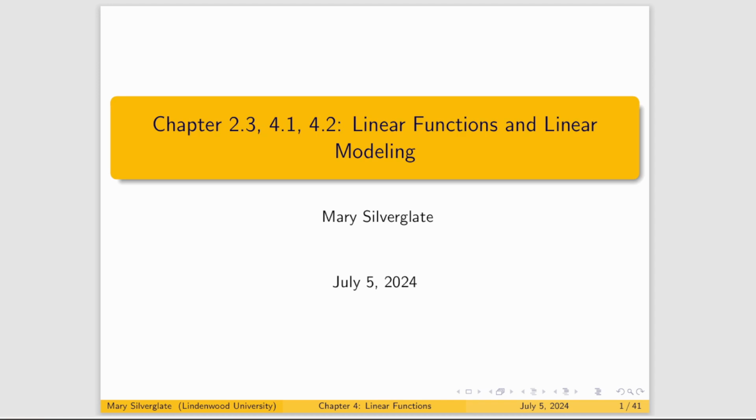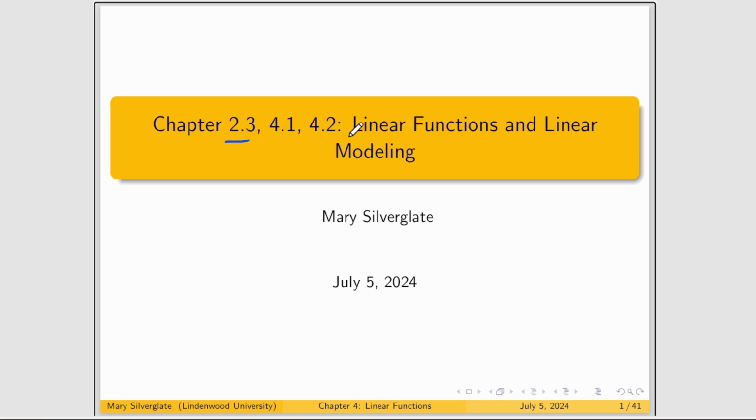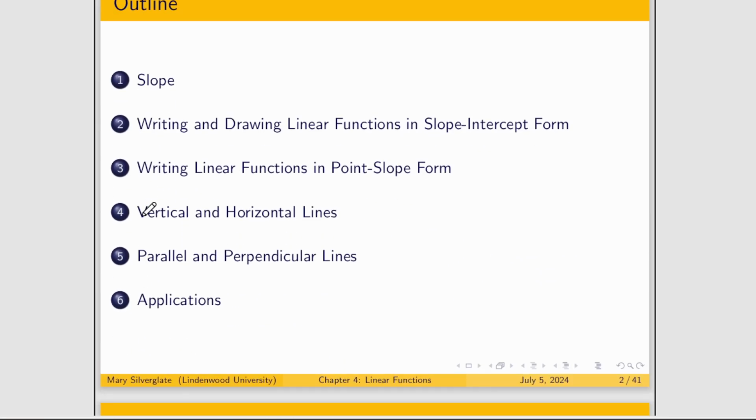You can find information in your textbook on linear functions in sections 2.3 and 4.2 if you're looking for word problems, models of real-world situations, and then 4.1 if you're looking for linear functions more in the abstract. There also are some things in your textbook in sections 2.1 and 2.2 on this as well, but 4.1 really goes into the most depth.